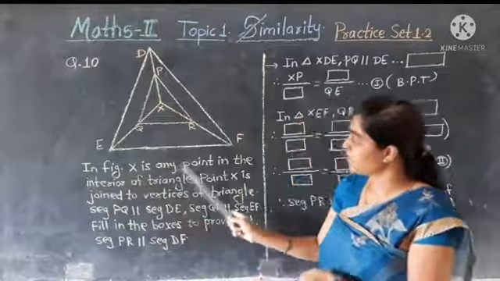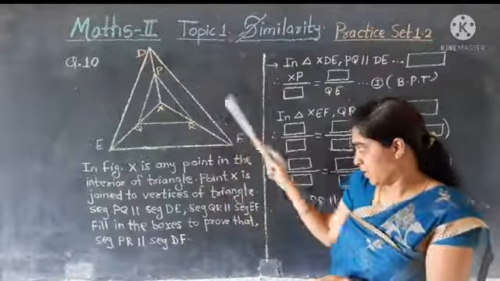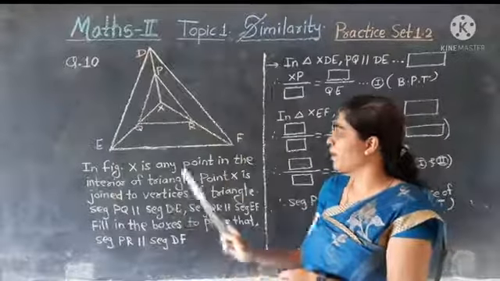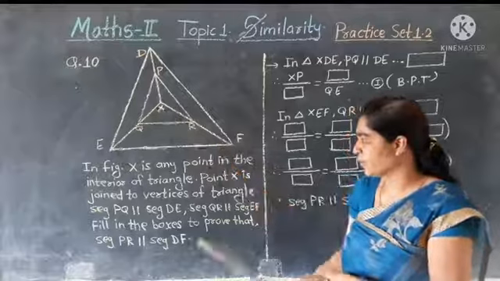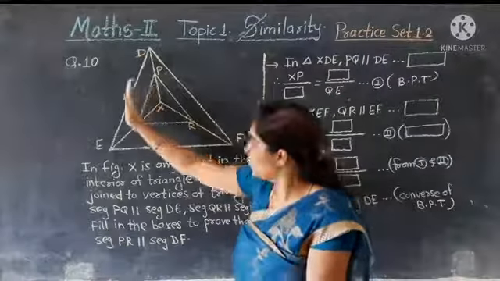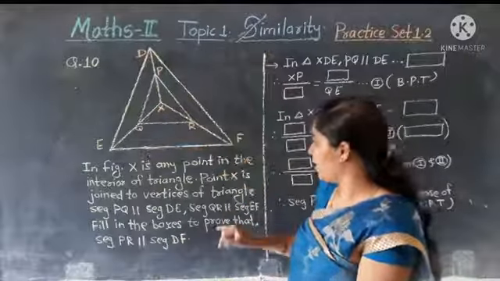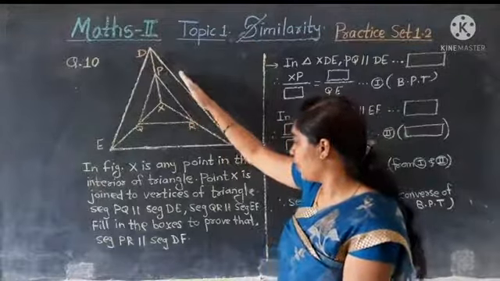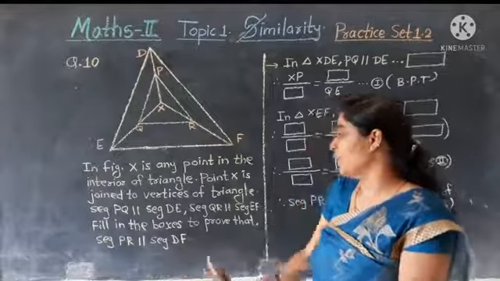In the figure, X is any point in the interior of the triangle. Point X is joined to the vertices of the triangle. If PQ is parallel to DE, QR is parallel to EF, and PR is parallel to DF, then we have to prove that PR is parallel to DF.